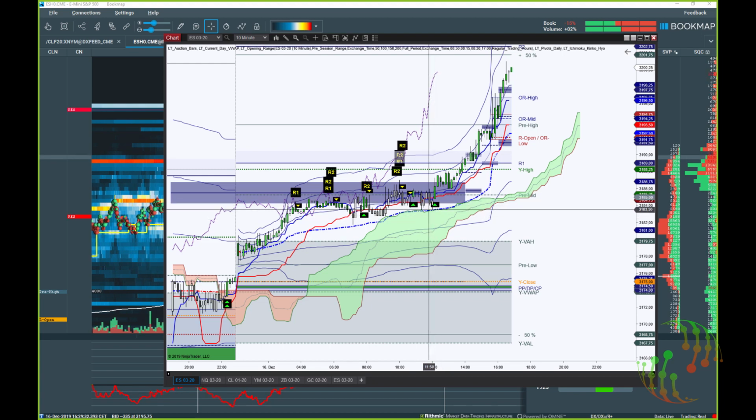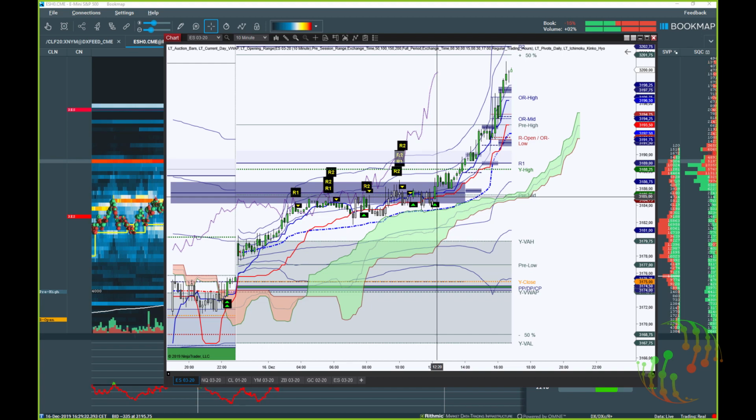You can say, okay, this is a green cloud of Ichimoku, for example. The candles are green, then I have to go long. That's possible, and that works. That works absolutely. Sometimes it works, but more often than not it does not work.